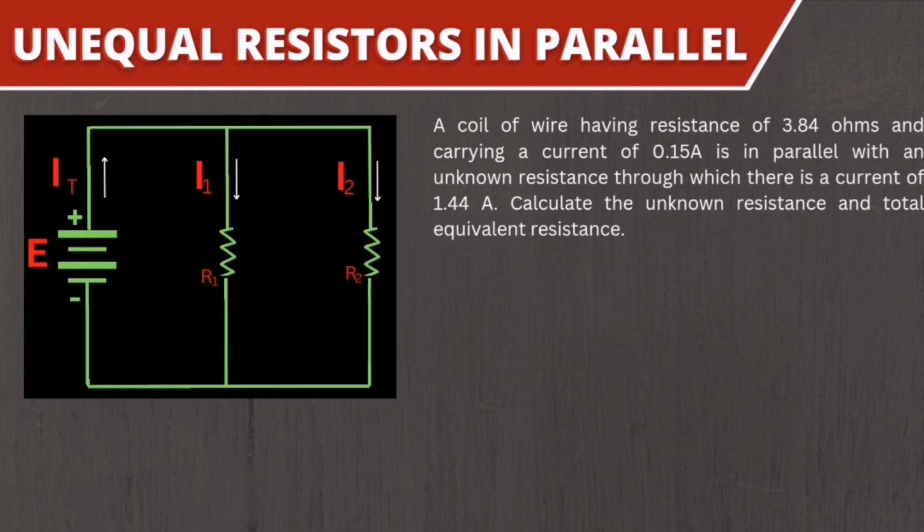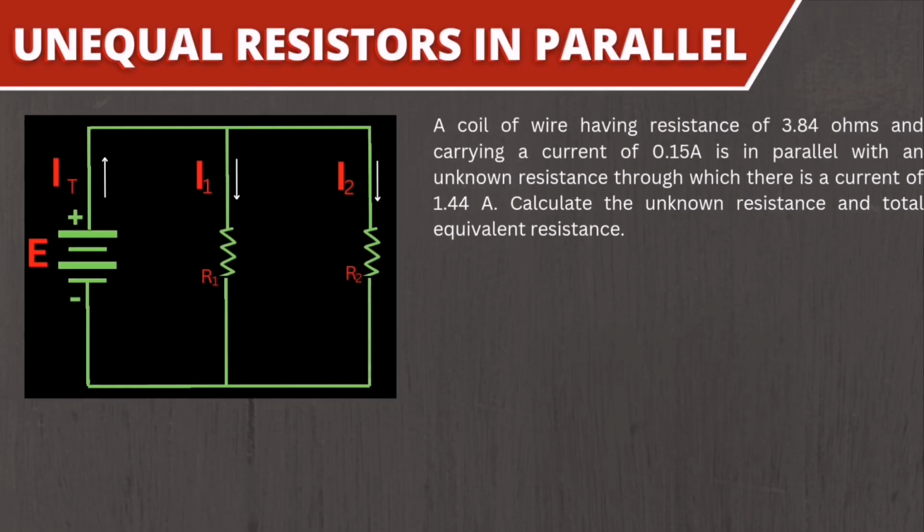A coil of wire having resistance of 3.84 ohms and carrying a current of 0.15 ampere is in parallel with an unknown resistance through which there is a current of 1.44 amperes. Calculate the unknown resistance and total equivalent resistance.